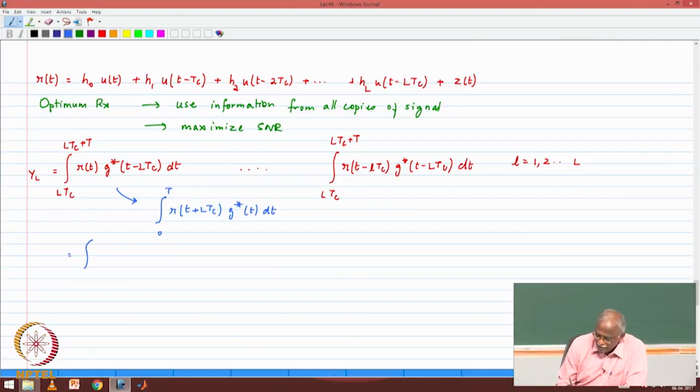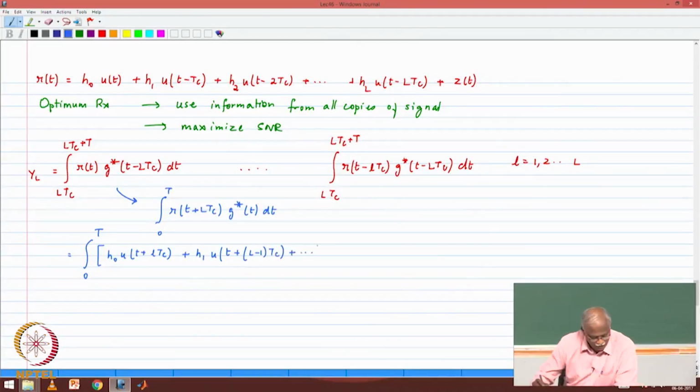So this will be integral 0 to T, the expression for r of t plus LTc, that is h0 u of t plus LTc, plus h1 u of t plus, it's u of t minus Tc, so it will be t plus L minus 1 Tc, dot dot dot, and the last term will be hL u of t, because it already has u of t minus LTc and you're going to take r of t plus LTc. Okay, so this whole thing multiplied by g star of t dt.